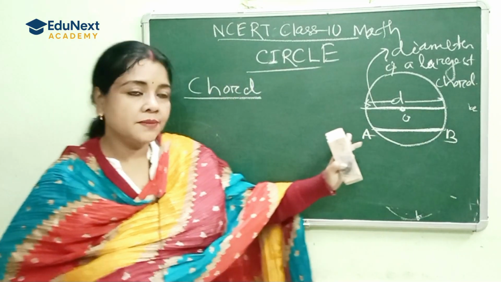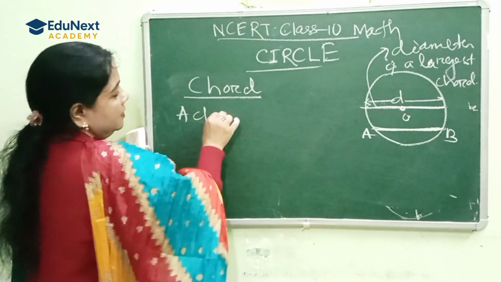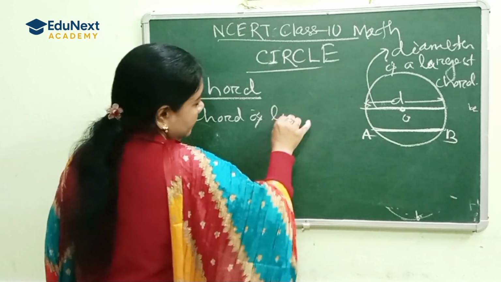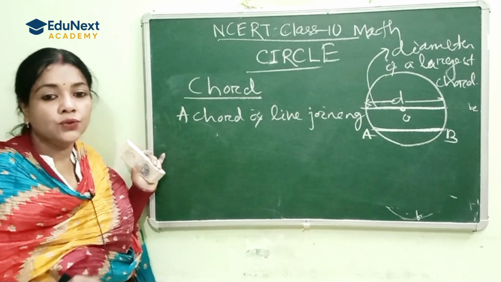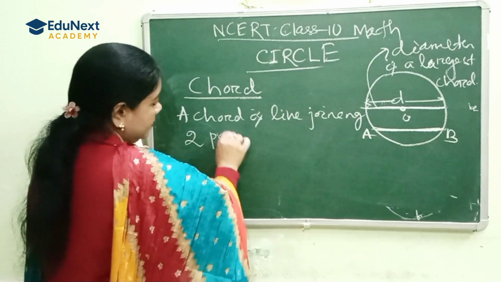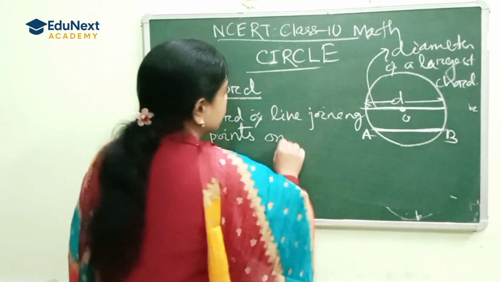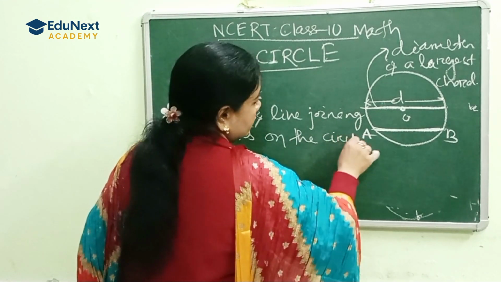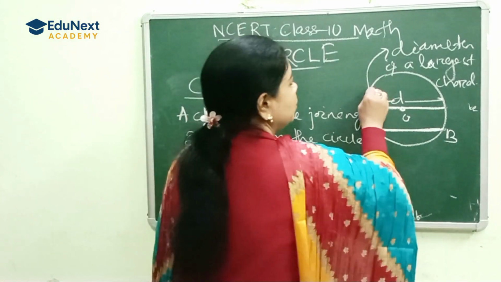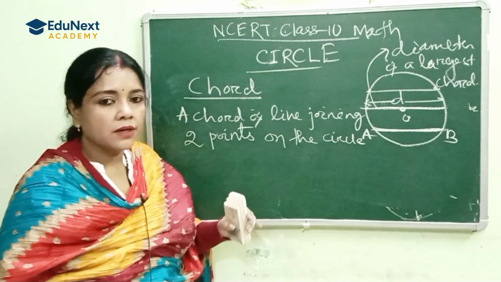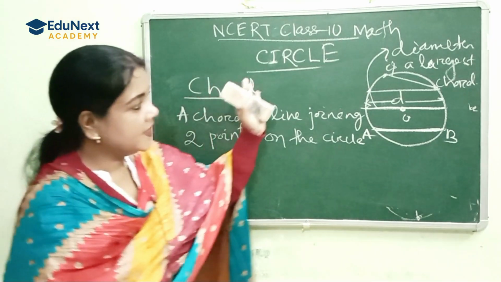Now let us define chord. A chord is a line joining 2 points on the circle. Any 2 points you can take and join, that becomes a chord. Any 2 points here you can join, that becomes a chord. So this is a chord.